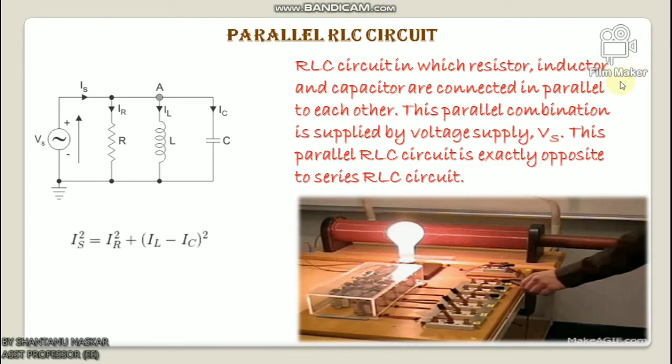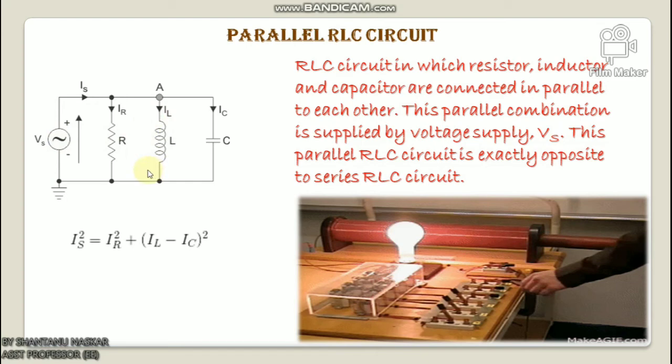So let us discuss the last topic of this lecture, the parallel RLC circuit. So what is it? Consider an RLC circuit in which resistor, inductor and capacitor are connected in parallel to each other. This parallel combination is supplied by the voltage Vs. This parallel RLC circuit is exactly opposite to series RLC circuit.